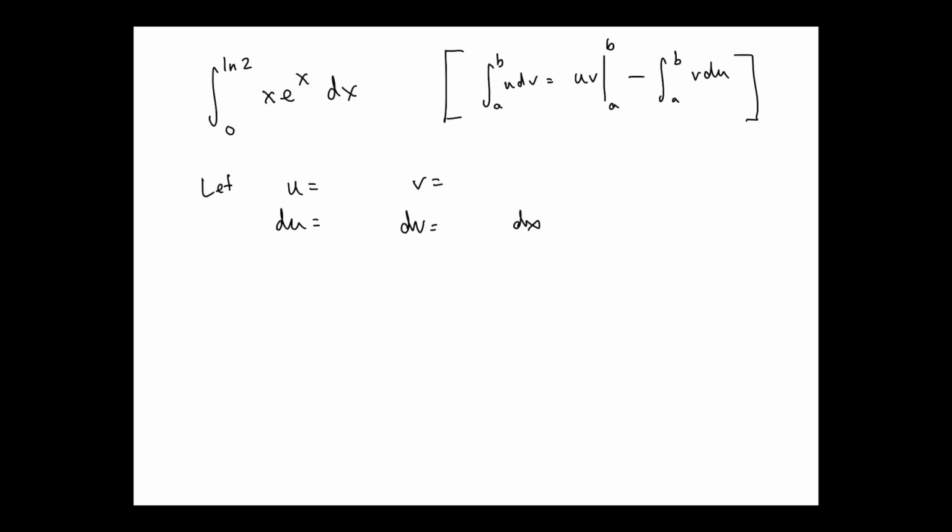It's equally bad. And if I had let x be u, what's du? 1 dx. Well, that's simpler than just x, I would argue. Okay, so does it seem like what we probably should do is let u be x and dv be e to the x dx? Does that seem like a reasonable choice here? Yes? Okay.